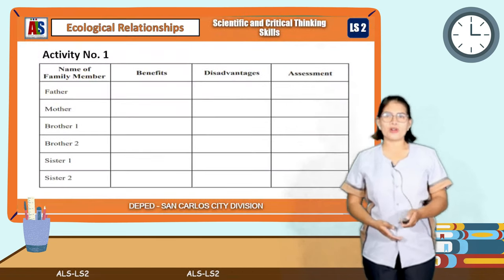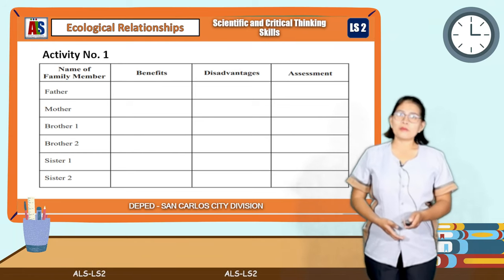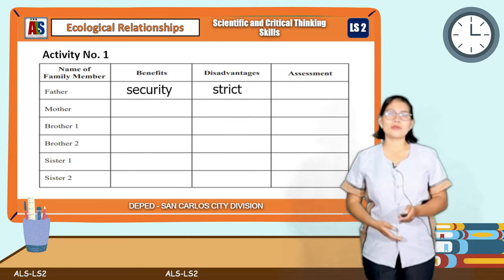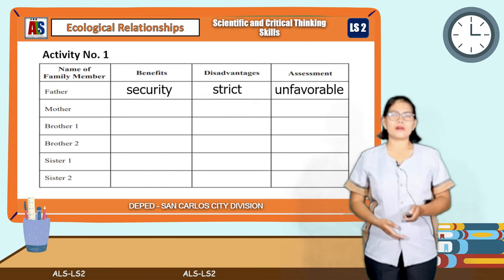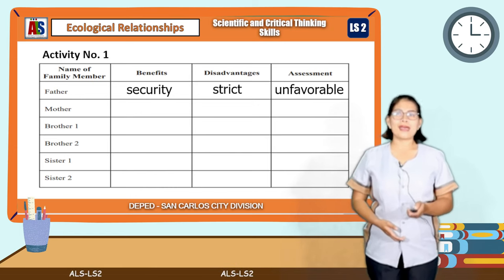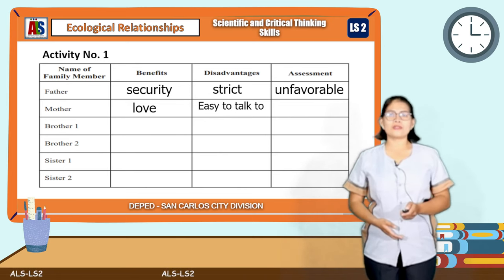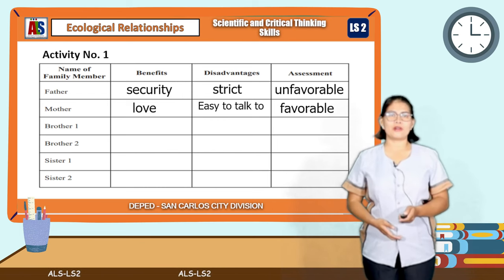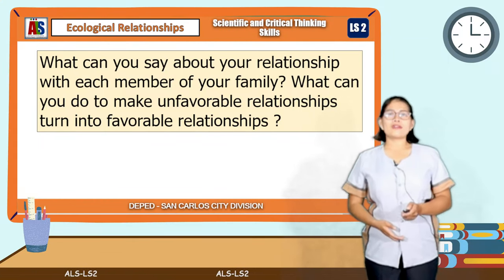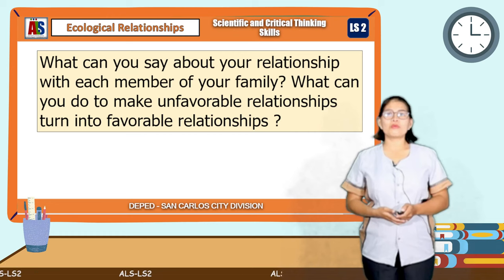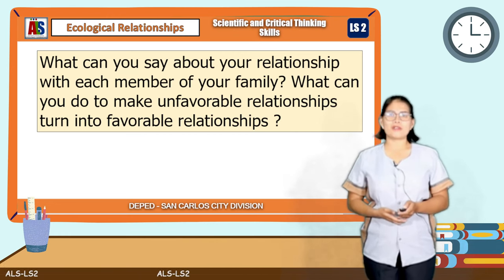For example, in this activity number 1, my father's name is Andres. The benefit that I get from my father is security. The disadvantage is he's so strict. So what is my assessment? Unfavorable. What about my mother? My mother's name is Miles. What benefit do I get from my mother? Love. What about the disadvantage? My mother is easy to talk to. So what is my assessment? Favorable. Here, you are going to write all your family members, then assess what you can say about your relationship with each member of your family.